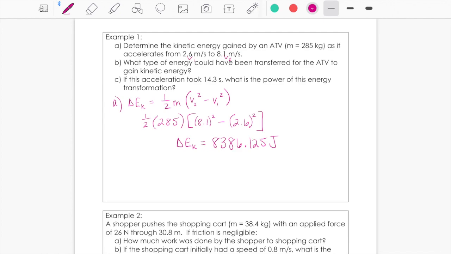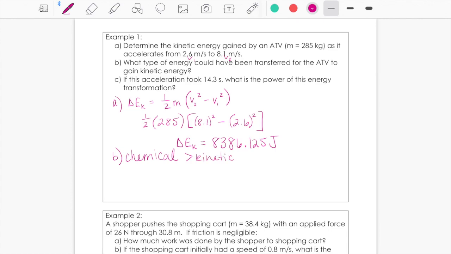For part B, it says what type of energy could have been transferred for the ATV to gain kinetic energy. So remember, kinetic energy is motion, and this is kind of going back to whenever we were talking about transforming energy. If you wanted to speed up a car, and an ATV is like a vehicle, you would hit the gas. The more gasoline that is burnt, the more kinetic energy it's going to be converted to. And that fuel being burned is known as chemical energy, so it's going from chemical to kinetic.